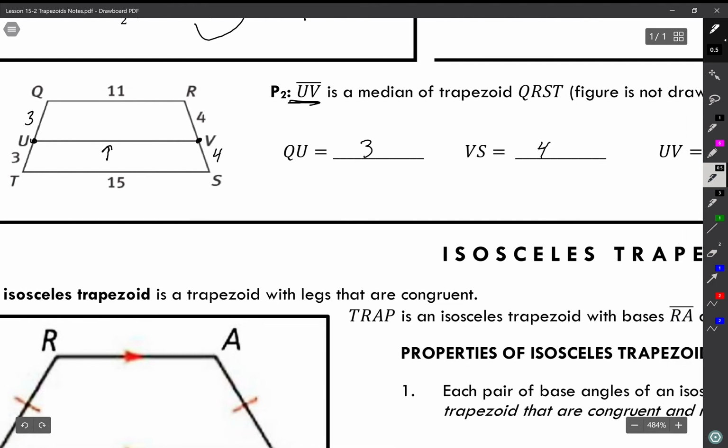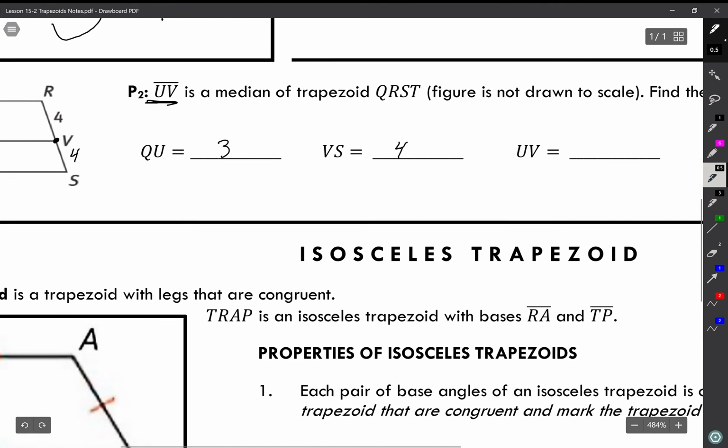To find UV, add up my bases, divide by 2. 11 plus 15 is 26, divided by 2 is 13. So UV is just 13. And that one is finished.